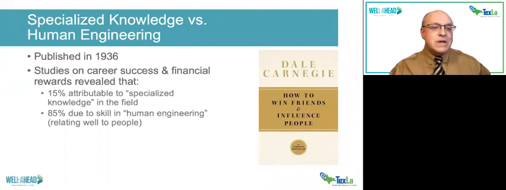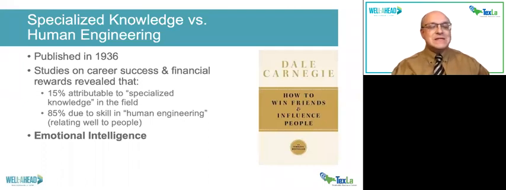And there's a new term going around about this, and it's called emotional intelligence. So emotional intelligence is basically your ability as a person to understand others' emotions, connect with those emotions, make a connection with them, and go forward from there.